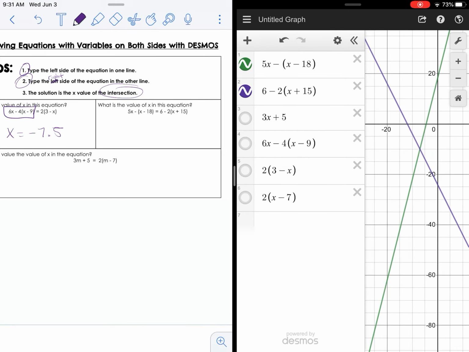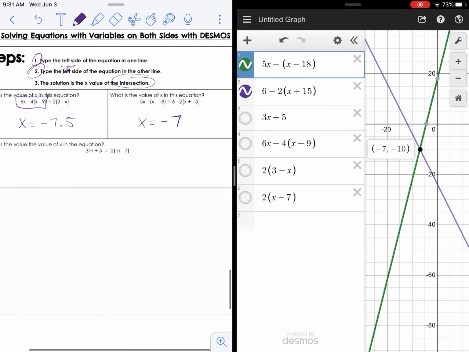So the same thing there. Those lines are going to pop up. You just type them in 2 different lines. You'll find where they cross. And that first number, the x value, is what x equals. So x equals negative 7 there.